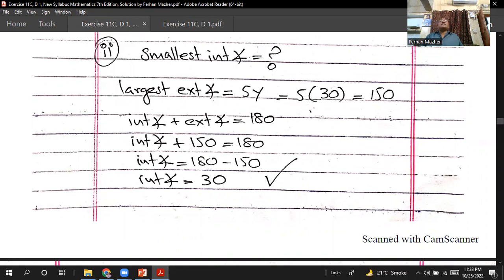And you know that the adjacent external and internal angles sum to 180. So the internal angle plus the external angle equals 180. So the internal angle plus 150 equals 180. So the internal angle will be 180 minus 150, and the internal angle will be 30 degrees.